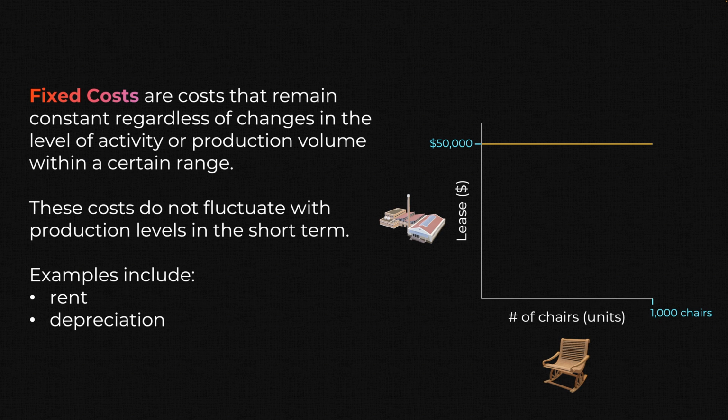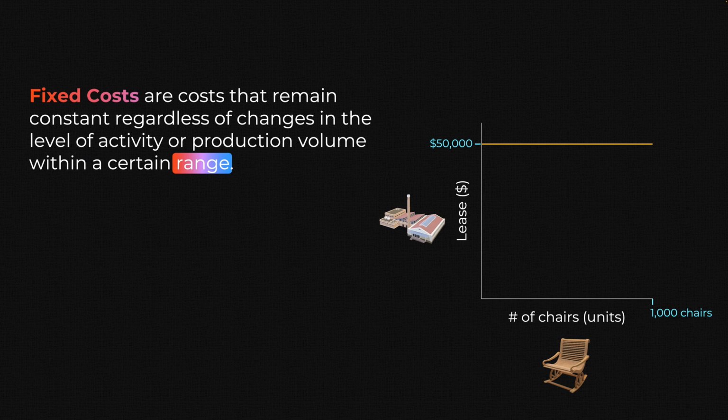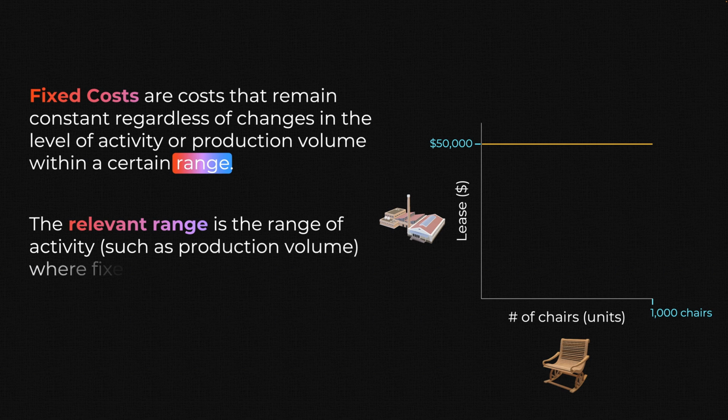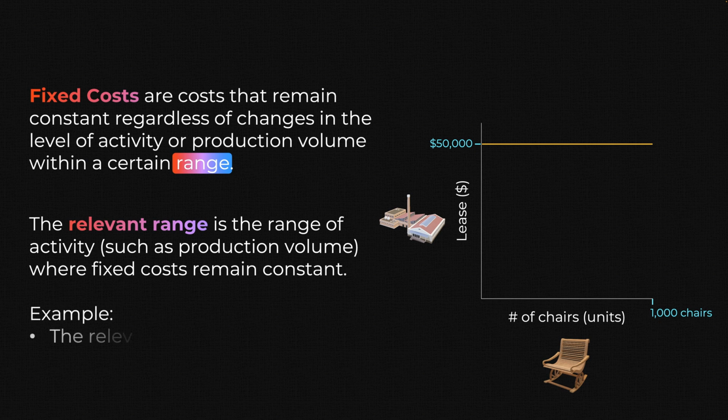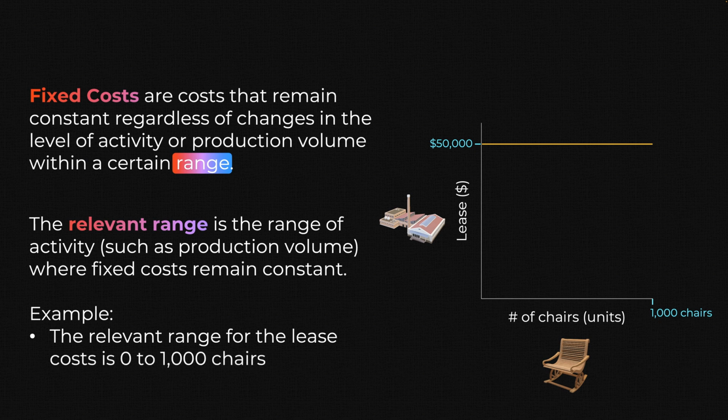Now, I'd like to focus on the original definition there and the word range. We have a more specific term for this range. We call it the relevant range. And the relevant range is the range of activity, such as production volume, where fixed costs remain constant. In this example, the relevant range for the lease costs is 0 to 1,000 chairs. If they were to make more than 1,000 chairs, they would have to lease additional space, and then the cost of leasing would change.